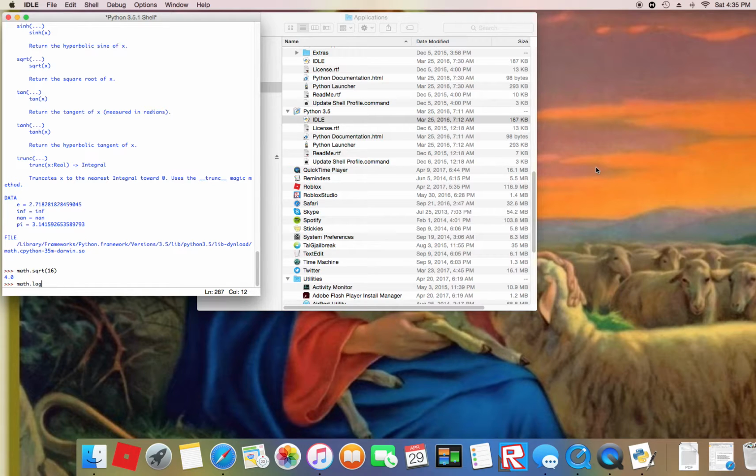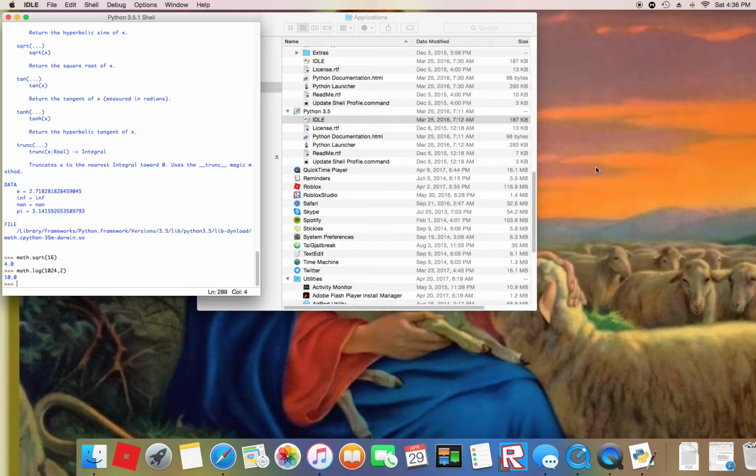If you wanted to do a logarithm, I could do math.log of, and then let's say I'm going to take the number 1024, and the base, comma, the base will be 2. So basically what this will calculate is the exponent that I need to raise the base of 2 to in order to get 1024. So the answer should be 10, because 2 raised to the 10th power is 1024. Enter. And you see there it is, 10.